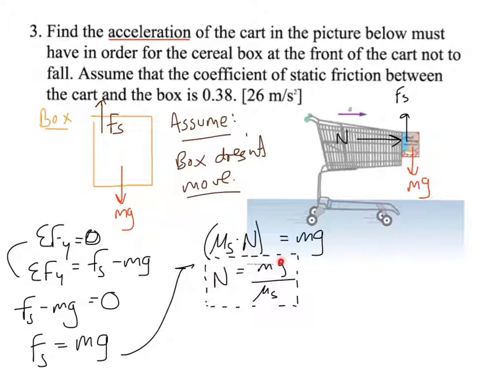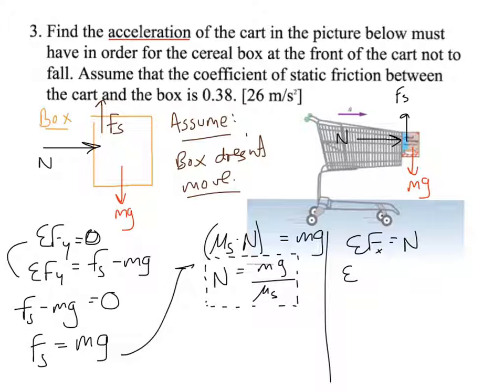But we can also make statements about the box in the x direction. Let's look at the box right here. What is the only force acting on the box in the x direction? The only force is the normal force, the force between it and the cart. No other force is acting on it. The normal force is helping to accelerate it forward, but it's also helping to create that friction as well. But the net force on the box in the x direction is that normal force and nothing else.